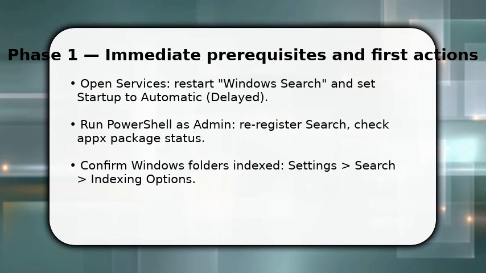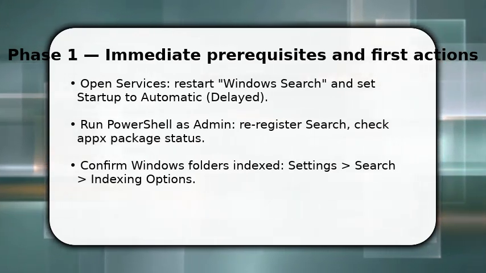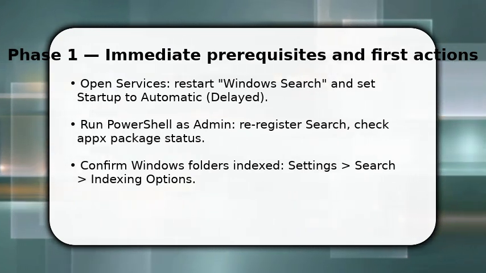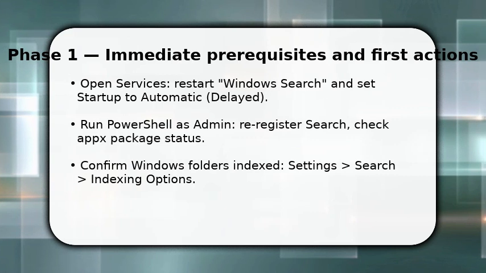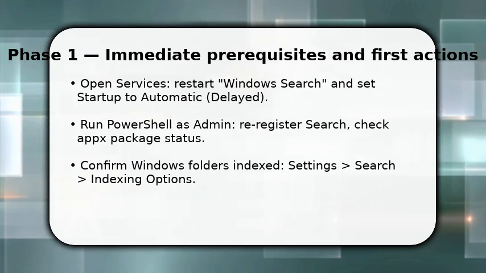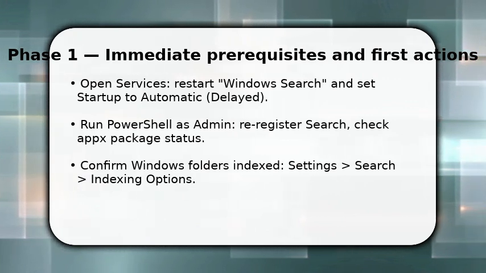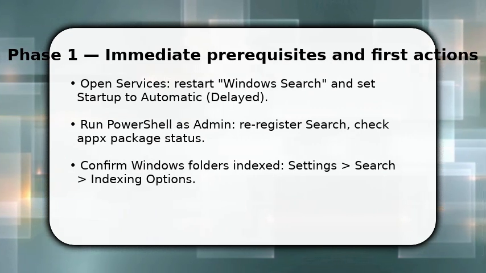You begin by fixing the plumbing. Restart the Windows Search service, and set it to automatic delayed so it comes up reliably. Once done, run PowerShell as administrator and re-register the search app package. This repairs broken app registrations that stop search from receiving queries. Next, verify indexing options in settings to ensure your most used folders are included. This first sweep resolves many common failures quickly.